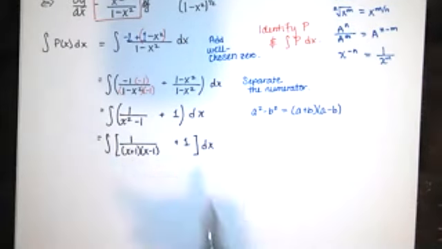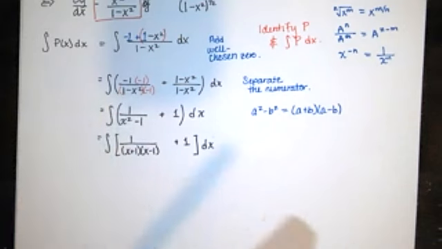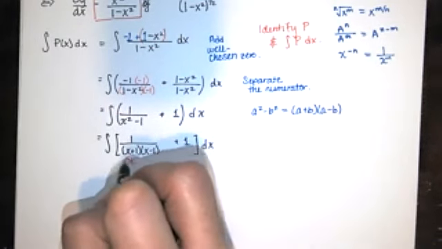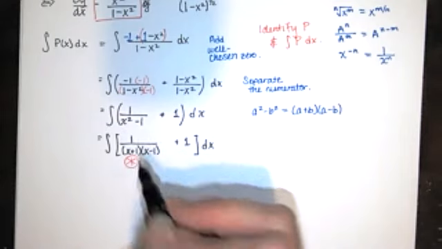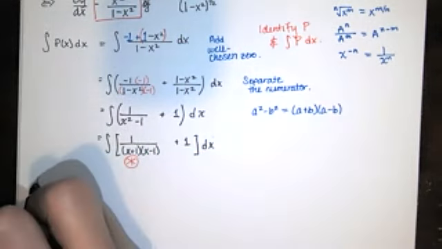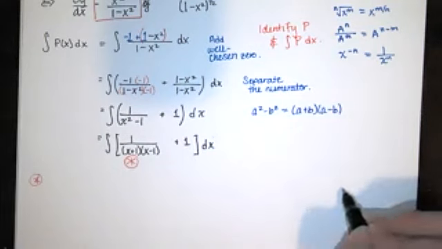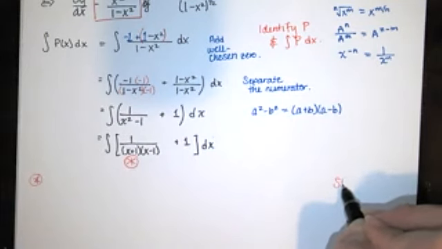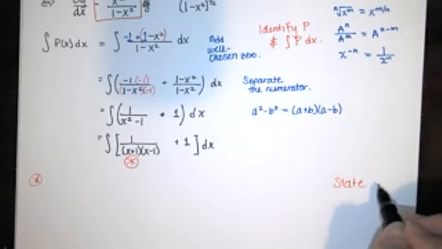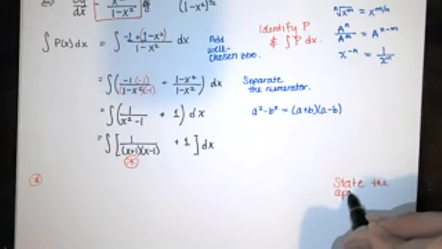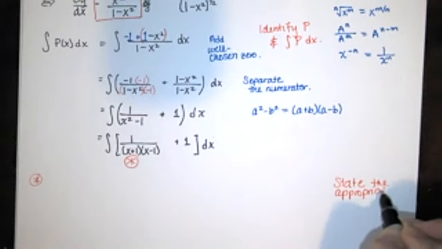So this is a rational function where the degree of the numerator is less than the degree of the denominator. We've got two linear factors, neither one of them repeated. So this is an excellent candidate for partial fraction decomposition. So we're going to use partial fraction decomposition for this piece right here. That requires, starting here, that we state the appropriate partial fraction decomposition for that expression.